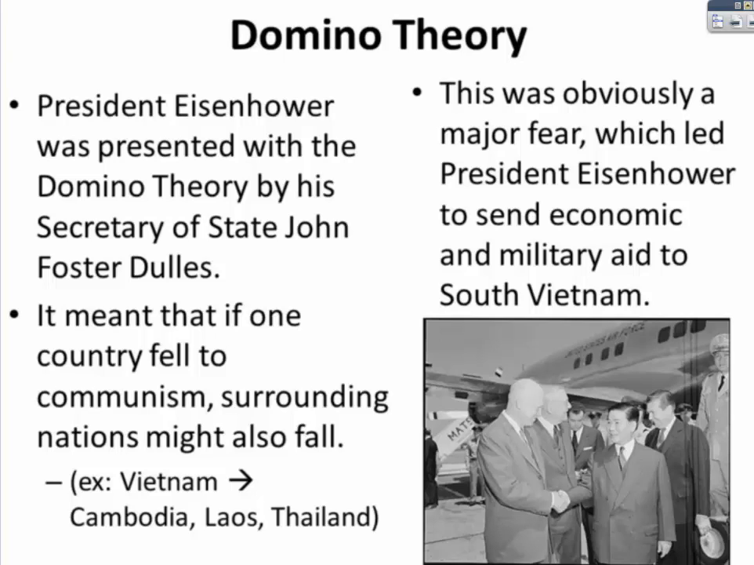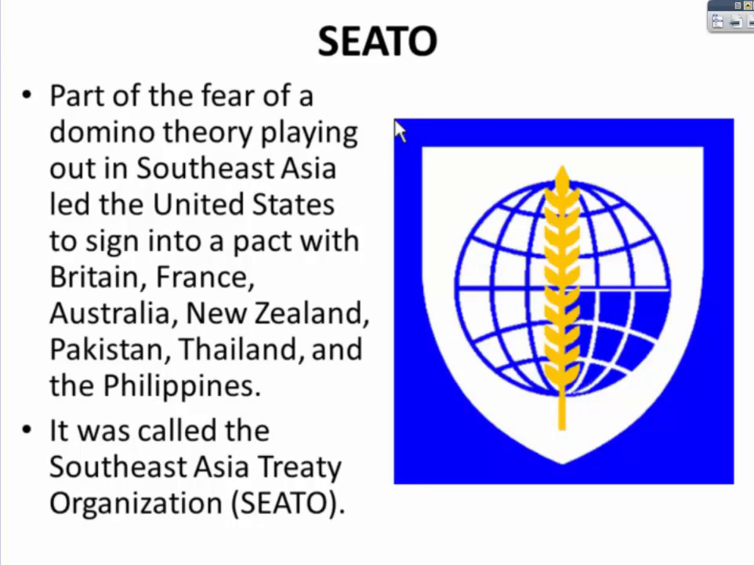You can see a picture of him meeting with South Vietnamese officials during his presidency. Even furthering the commitment to Southeast Asia, the Southeast Asia Treaty Organization is created. This is all related to the domino theory and the fear that communism might spread throughout Southeast Asia. The U.S. gets Britain, France, Australia, New Zealand, Pakistan, Thailand, and the Philippines to sign on to this agreement, hoping to avoid any further communist influence in Southeast Asia.